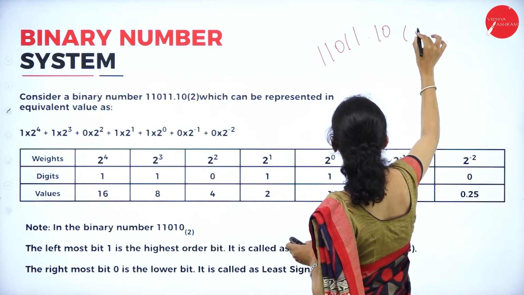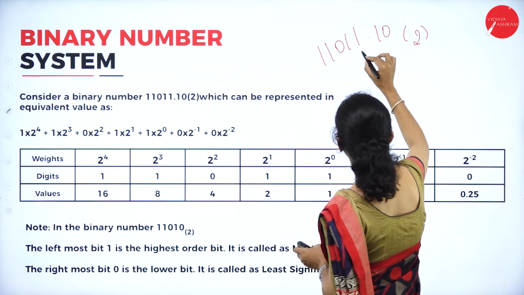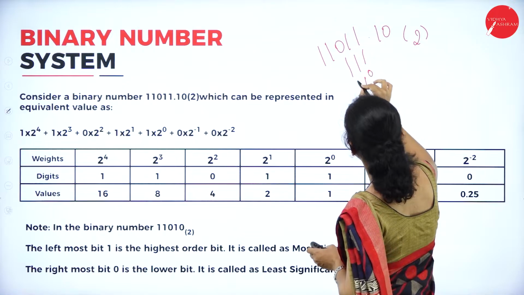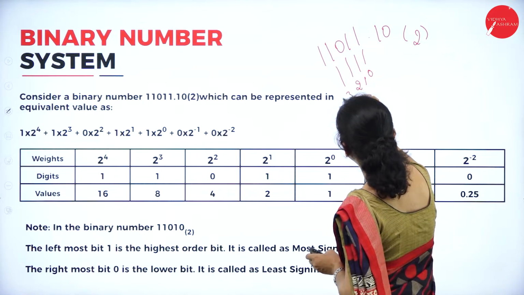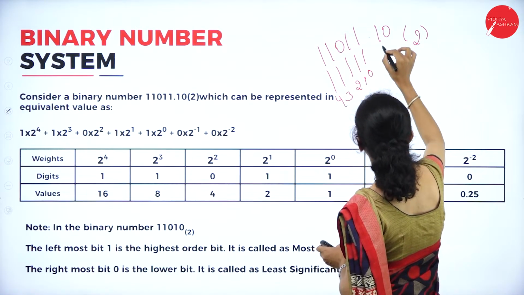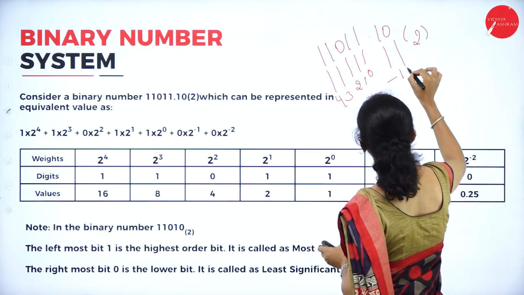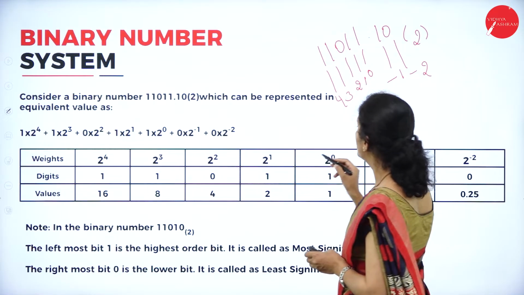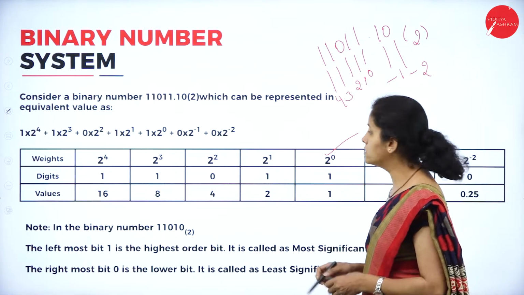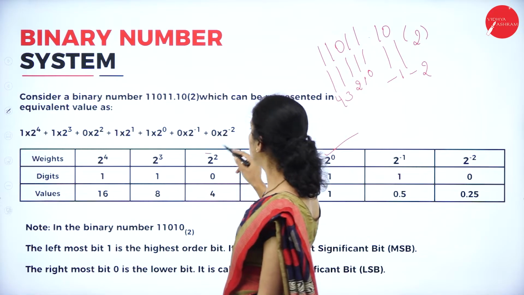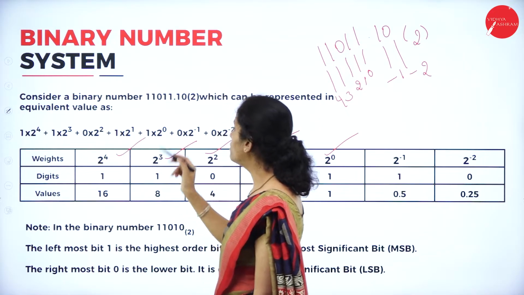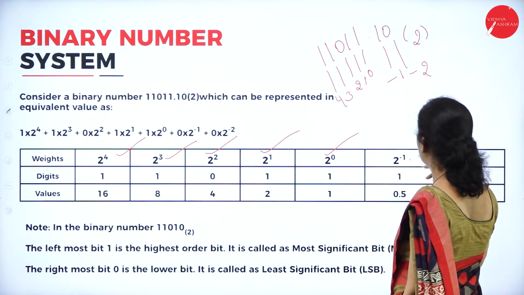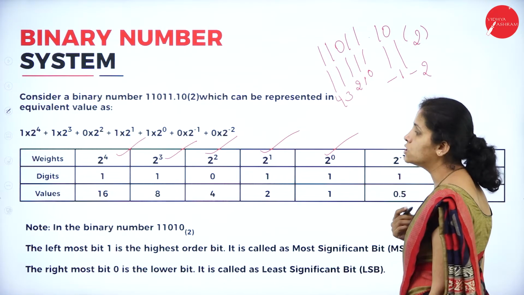11011.10 base 2. So what I will do, I'm going to write the position. This is present at position 1, this is the second position, this is the third position, and this one the fourth position. Here it is -1, here it is -2. Here I'm going to write the position, that is 2 to the power 0, 2 to the power 1, 2 to the power 2, 2 to the power 3, 2 to the power 4, and for my fractional part 2 to the power -1, 2 to the power -2.